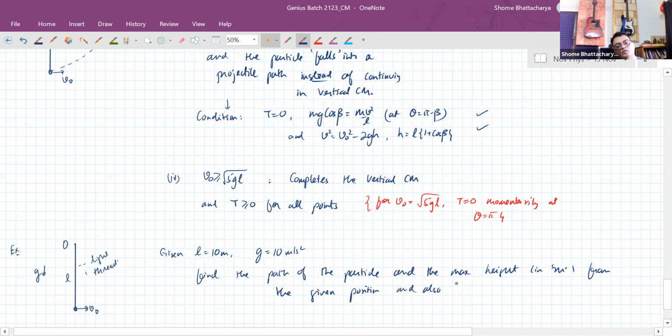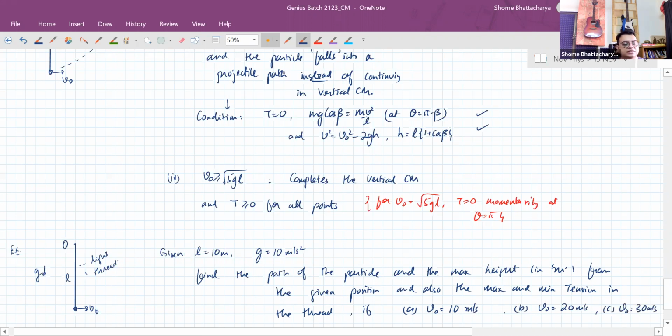And also the maximum and minimum tension in the thread. If V naught is 10 meters per second, and if V naught is 20 meters per second, and if V naught is 30 meters per second.